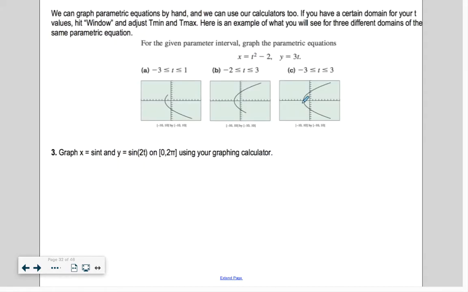So it says we can graph parametric equations by hand, and we can use our calculators too. So if you have a certain domain for your t values, we hit window, we adjust the t-min and t-max like I've been doing, right? So here's an example of what you would see for 3 different domains.